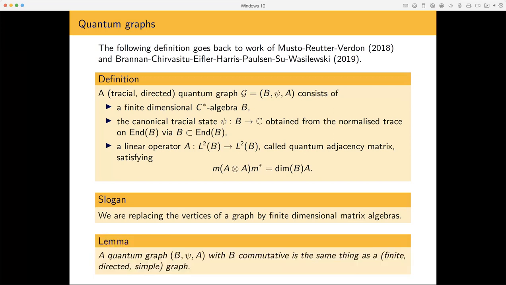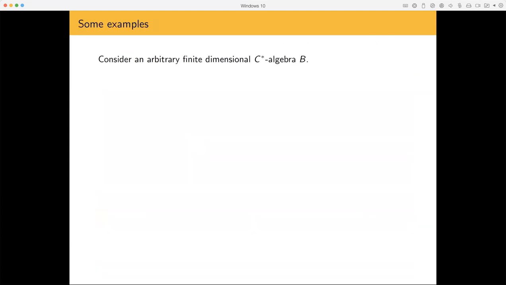Well, if not, let's first observe that with this in place, what I showed you on the previous slides is basically saying that a quantum graph whose underlying C-star algebra is commutative is the same thing as a graph. So just translating back and forth. There's nothing new there. So things become interesting if you allow B to be non-commutative. And I'll show you some examples.